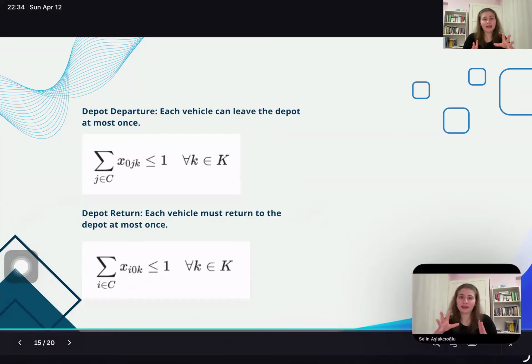Depot departure. Each vehicle can leave the depot at most once. And depot return. Each vehicle must return to the depot at most once. All these constraints are actually about the fact that you can visit a node only once and leave it only once, and you return to your depot node. All the constraints are essentially about that.